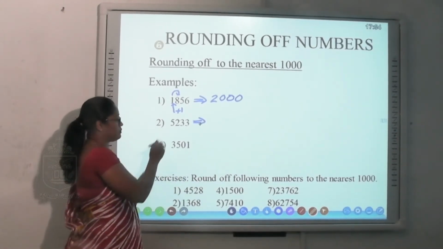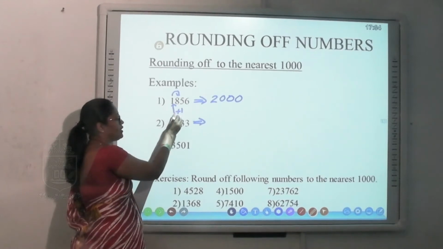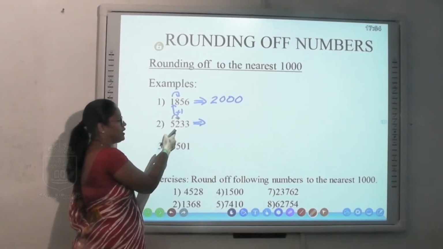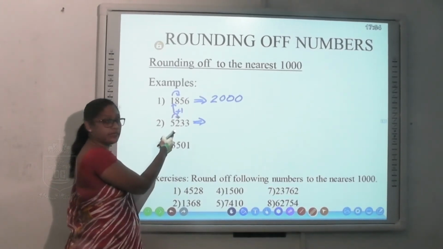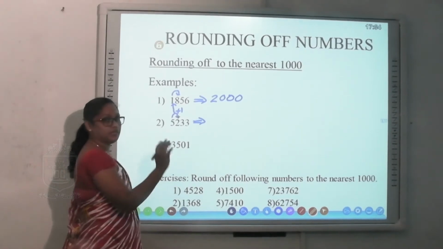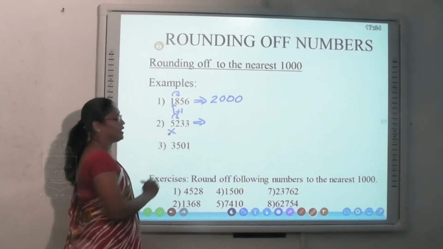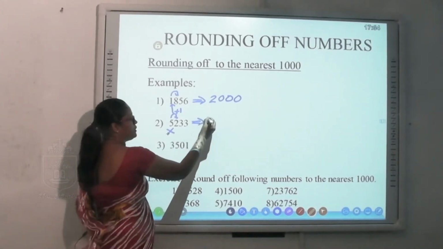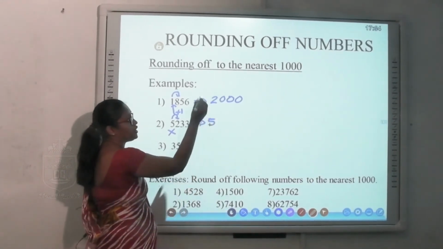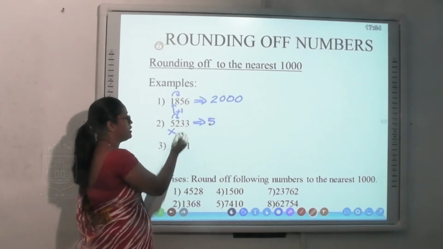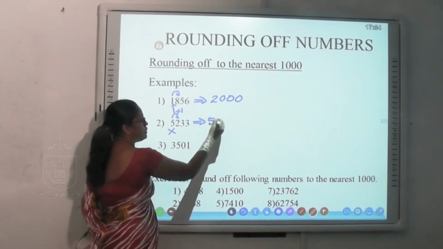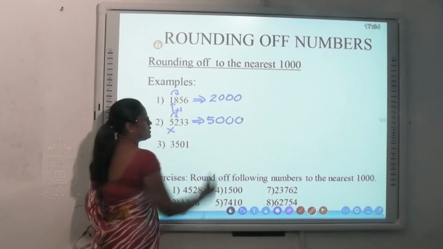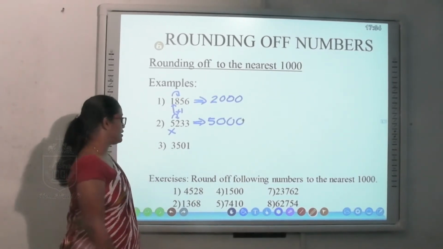Find the thousands place, that is 5, and then look at the 100th place. You can see the number 2, which is less than 5, which means we don't add any number to the thousands place. So the answer will be 5, because we are rounding off to the nearest 1000. These 3 places should be zeros, so 5000.